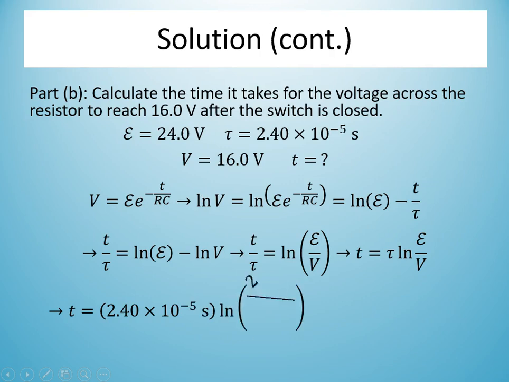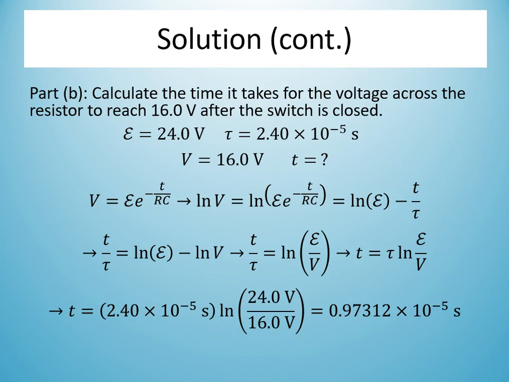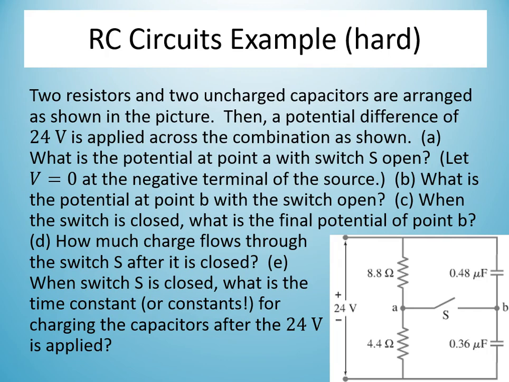So now we're ready to plug in some numbers, and after we do that, we get 0.973 times 10 to the minus 5th seconds, which is the same thing as 9.73 microseconds. Now let's take a look at a harder problem.